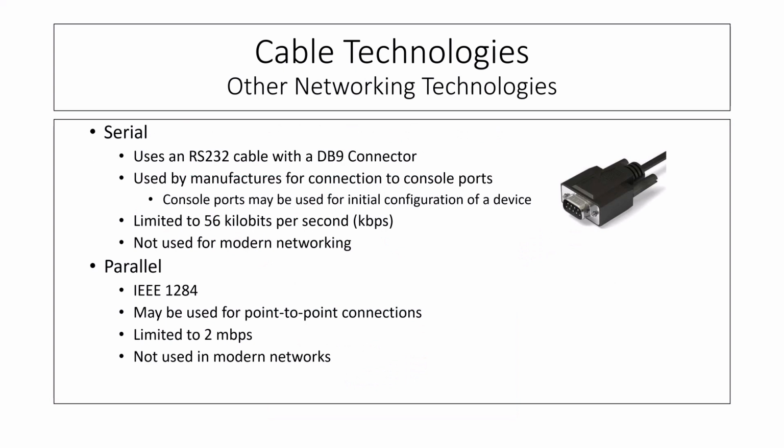There is also an older parallel networking capability used to connect two devices together in a point-to-point connection. It's the parallel cable. The specification is done by the IEEE in 1284. Again, we don't use this in modern networks, and this is also limited to about 2 megabits per second.